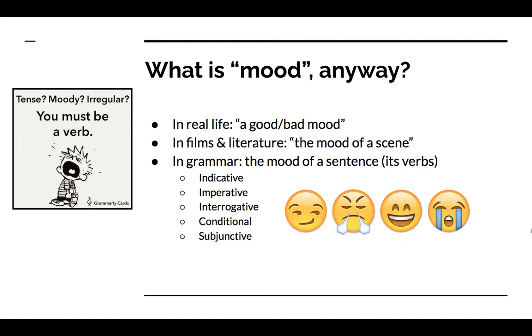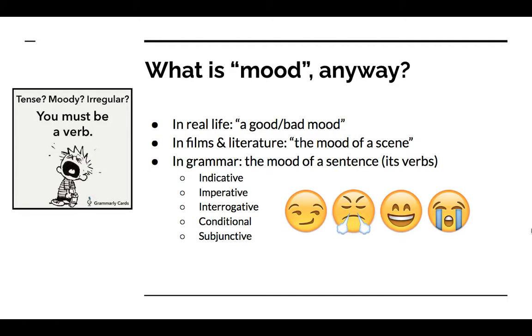We know that in literature, I ask you for the mood of the book, and you guys will give me words like gloomy or optimistic or hopeful or happy or joyful. And so you're talking about the mood of a scene or the mood of a book, right? Let's take Jaws, for example, and all of a sudden you hear that music, dun dun dun. What's the mood there? Suspenseful, right? So you're talking about mood there. Well, in grammar, the mood of a sentence is its verbs.